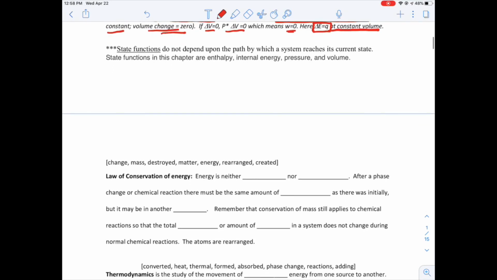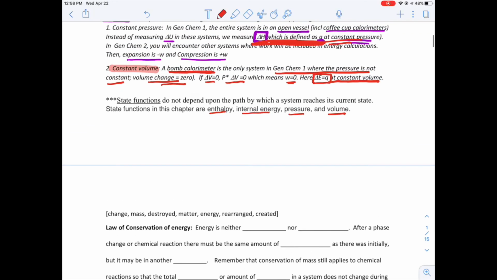Also, one little note too, on state functions, they don't depend on the path by which a system reaches its current state. So state functions in the chapter, here are some words. These are state functions. Up here, when I was talking about Q at constant pressure, or this at constant volume, that's a path function, not a state function. Again, this is just a little bit of extra. This whole little section I'm commenting on, it's a little bit of extra info.